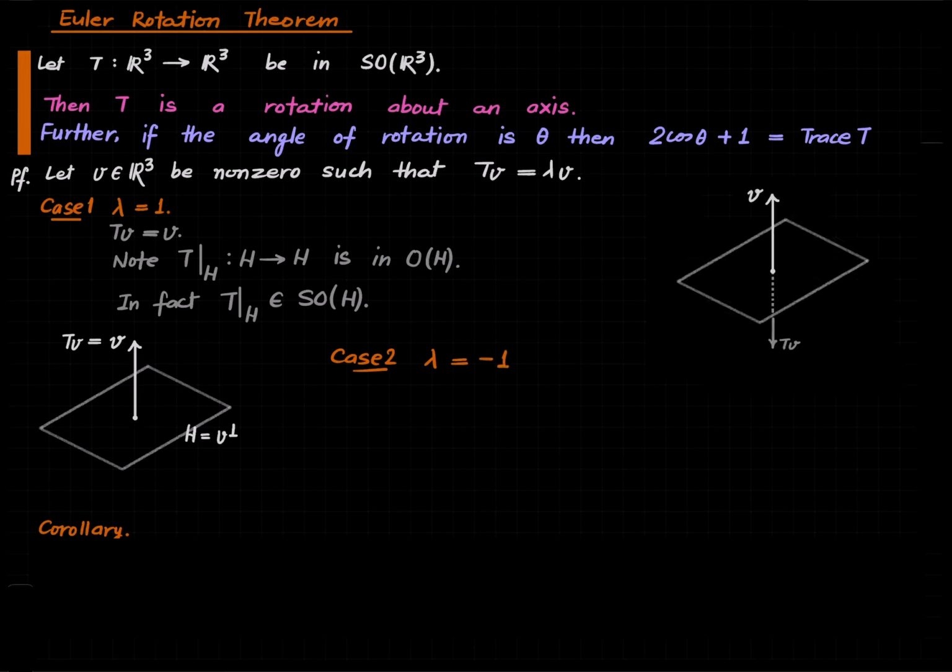Lambda is minus 1, so the picture will look something like this. This is v and Tv is just the opposite. Think of v as a unit vector just for convenience. Now, by the same kind of reasoning, note that, first of all, T restricted to H is in the orthogonal group of H, where H, as usual, is the perp of v. So this is clear. We claim, in fact, that it has determinant minus 1.